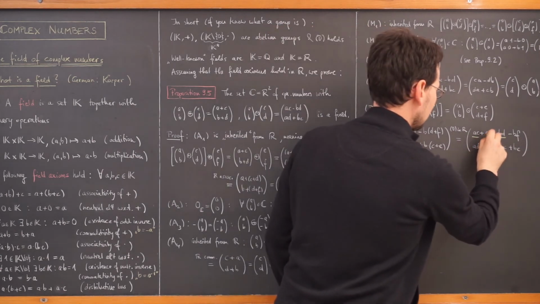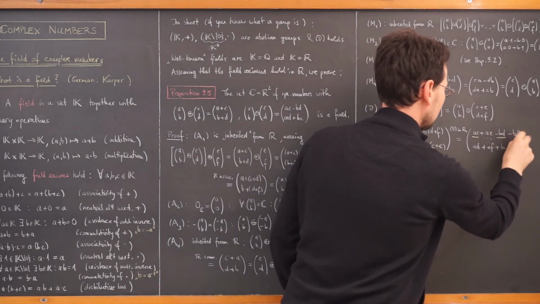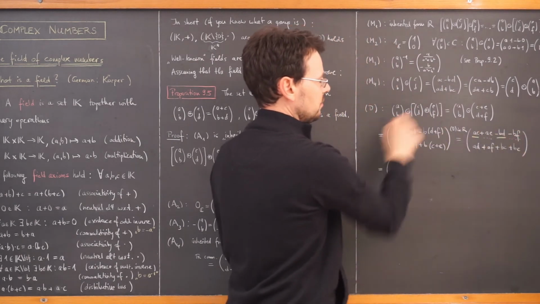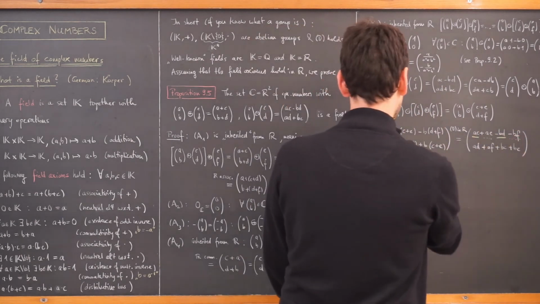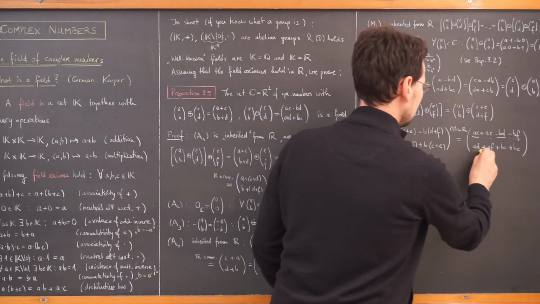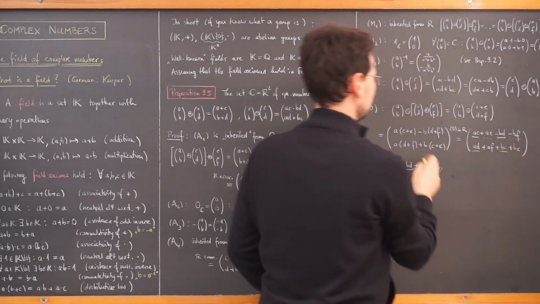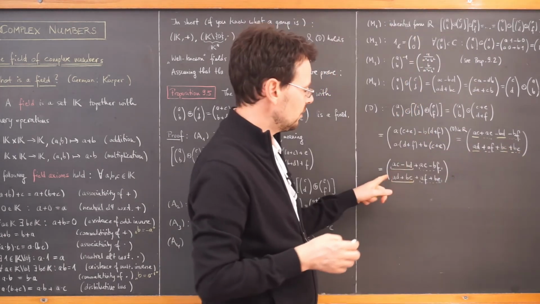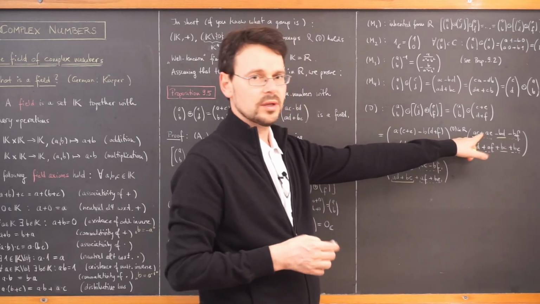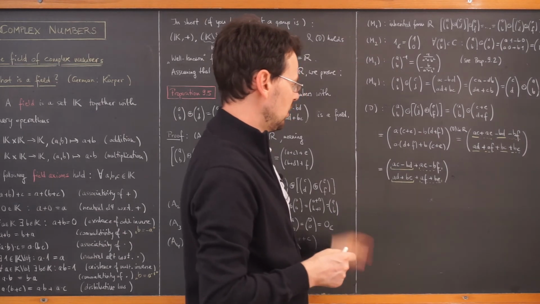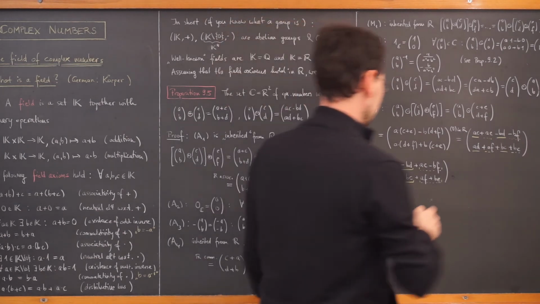And here, ae minus bf is the first component of this product. So I rearrange, and the same for the second entry, ad plus bc is the second component of this product. And here, of course, I have used that addition in the real numbers is commutative. You should also write that above this equal sign.